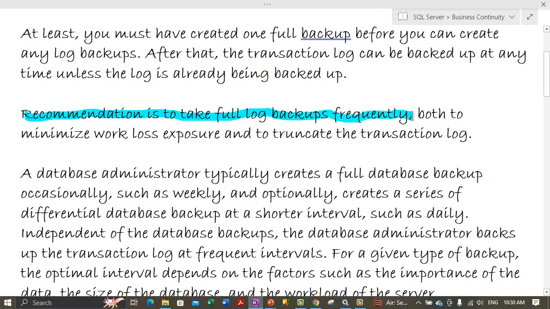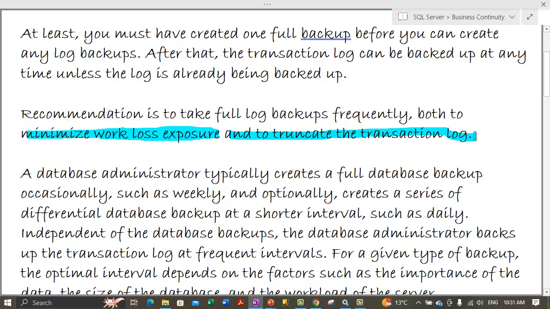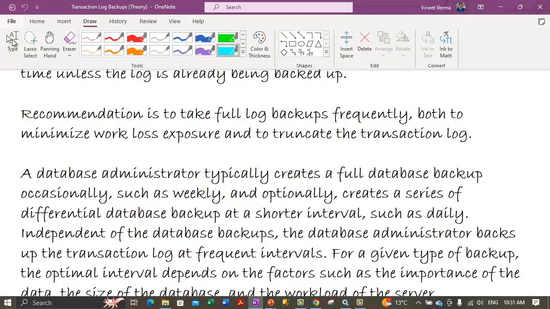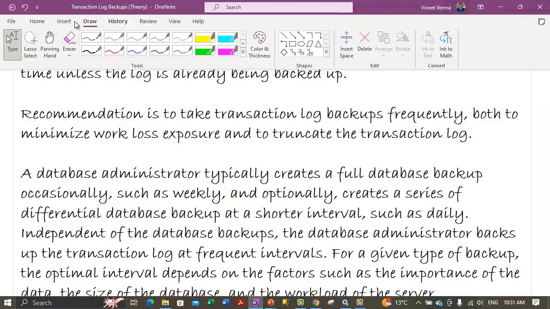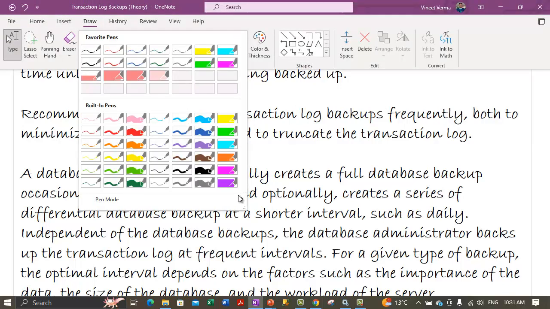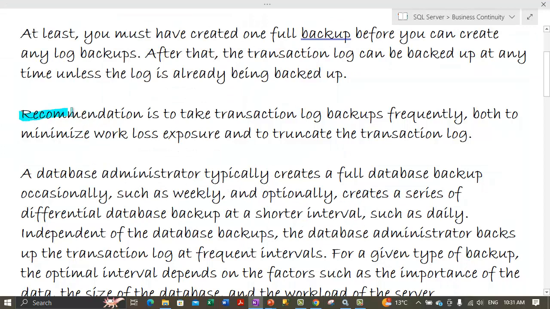Recommendation is to take a full log backup frequently, both to minimize work loss exposure and to truncate the transaction log. So it's not full log backups, but instead it's transaction log backup. So let me make some correction. So we should take frequent transaction log backups. Made the change. Alright, so recommendation is to take frequent transaction log backups, or transaction log backups frequently.